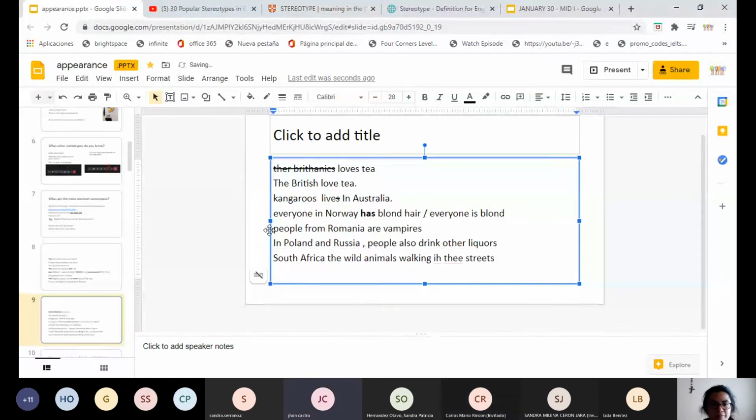South Africa. What? Okay. In South Africa, is it possible? Okay, in South Africa. The wild animals? The wild animals walk. Okay, no walking. Yes, walk. In the streets. Yeah, yes. No walking. Yes.